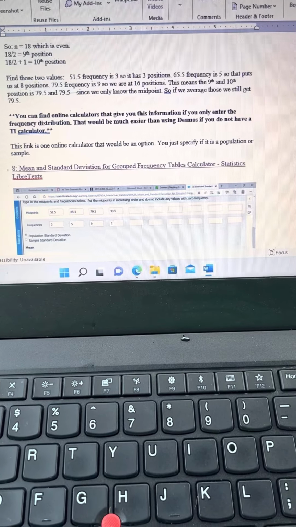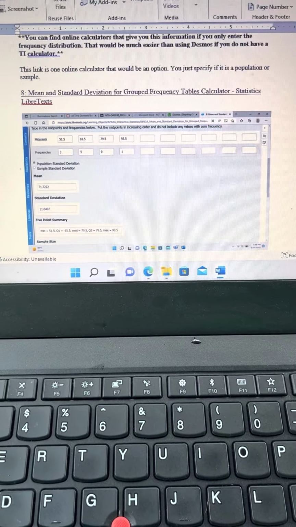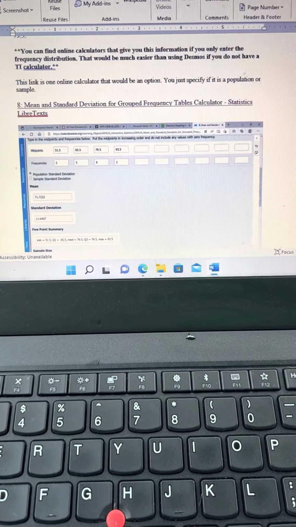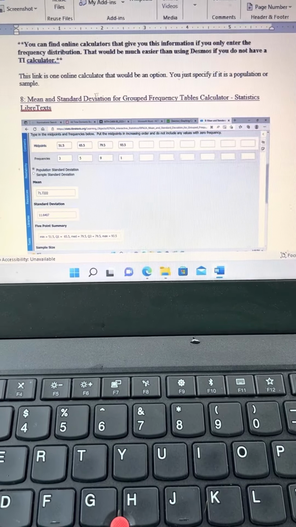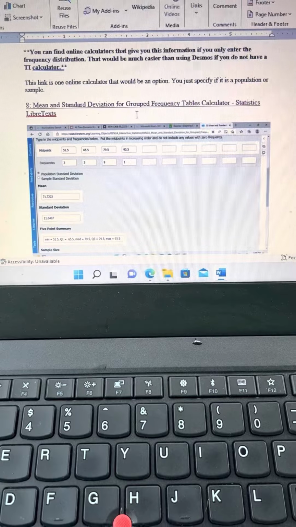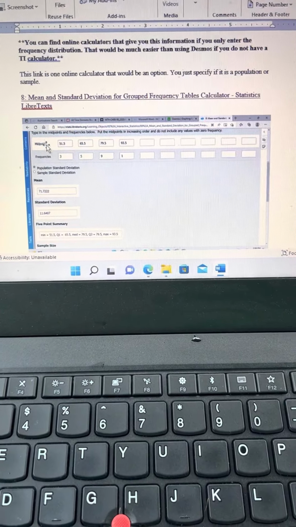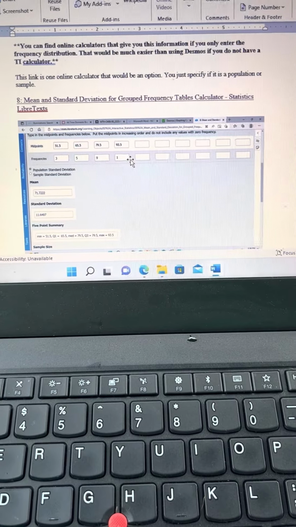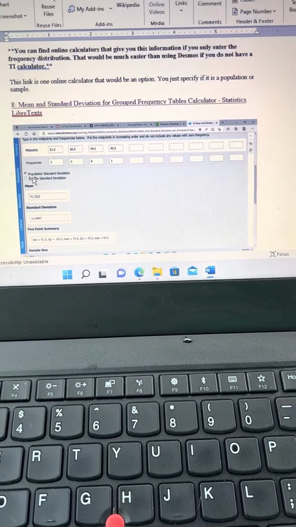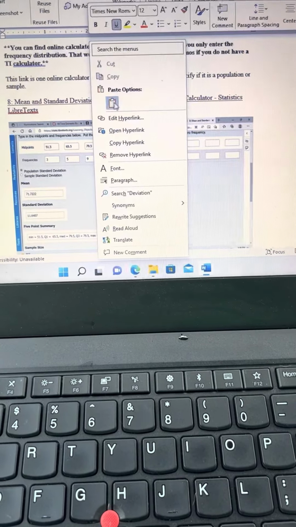Now, saying all that, if you do not have a calculator and you want to use Desmos, that's fine. And you want to use that median formula, that's fine too. However, it's much easier if you go to online calculators for frequency distributions. So like for this, you literally just type in your midpoints, type in your frequencies. The only thing you have to know is if it's a population or a sample.